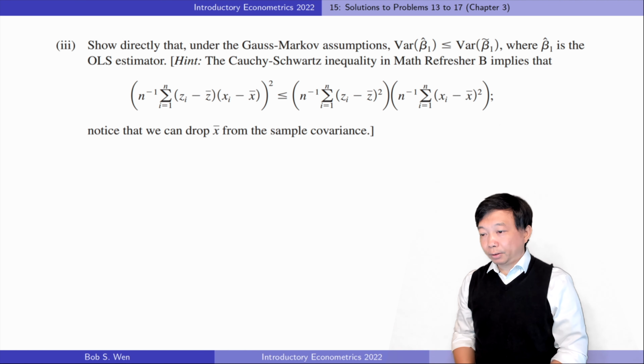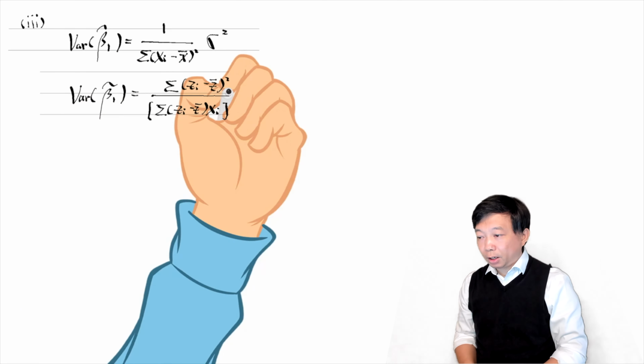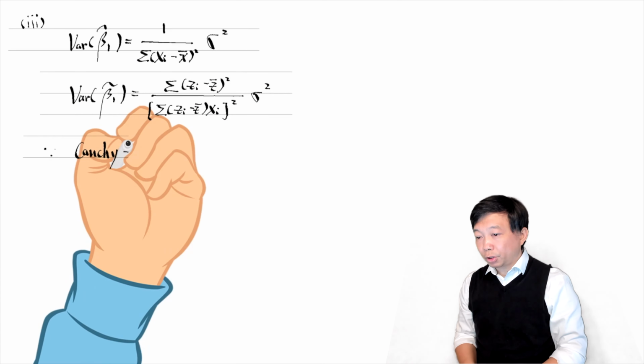The third question is to show that the variance of the OLS estimator beta 1 hat is smaller than or equal to the variance of beta 1 tilde. With the Cauchy-Schwarz inequality, it is straightforward to show the result.